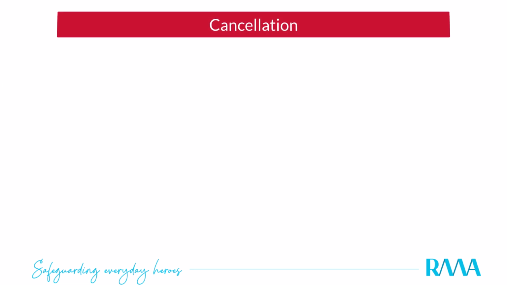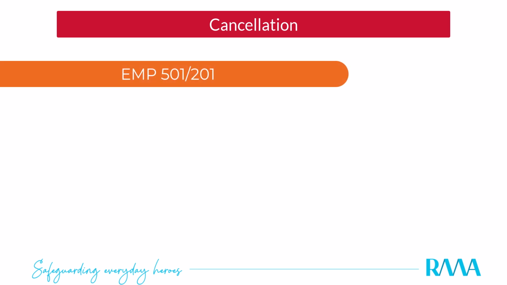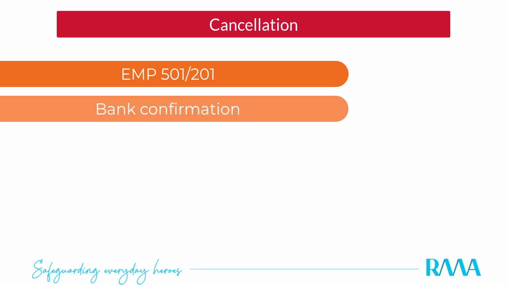If the refund relates to cancellation, you need to upload these documents. EMP 501201. However, if the earnings are validated, you don't need to upload it. Bank confirmation letter with the bank stamp that is not older than 3 months. EMP 501201 for the period after the credit notes assessment year if earnings are not validated.